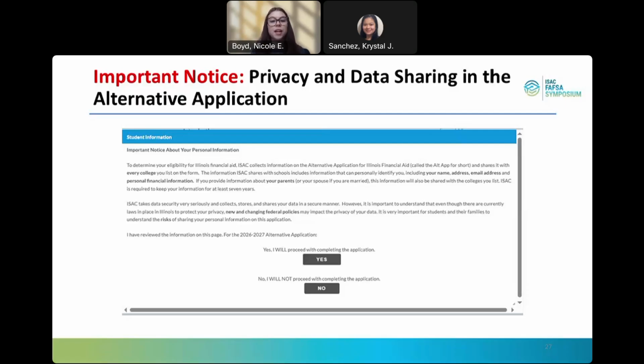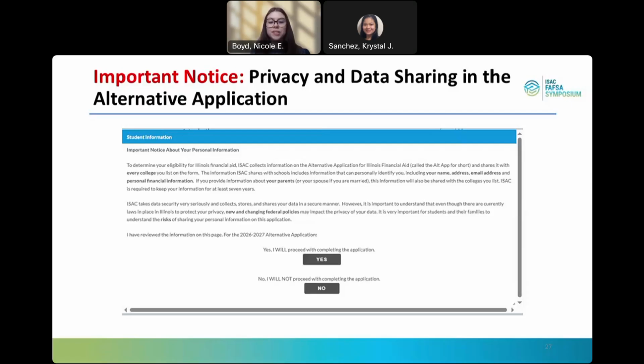So that includes their name, address, email address, and personal financial information, as well as for dependent students, information about their parents, or if they are married, information about their spouse. That will be shared with the colleges as well. And ISAC is required to keep that information for at least 7 years. It does let them know that we at ISAC take data security very seriously. So we collect, store, and share that data in a secure manner.